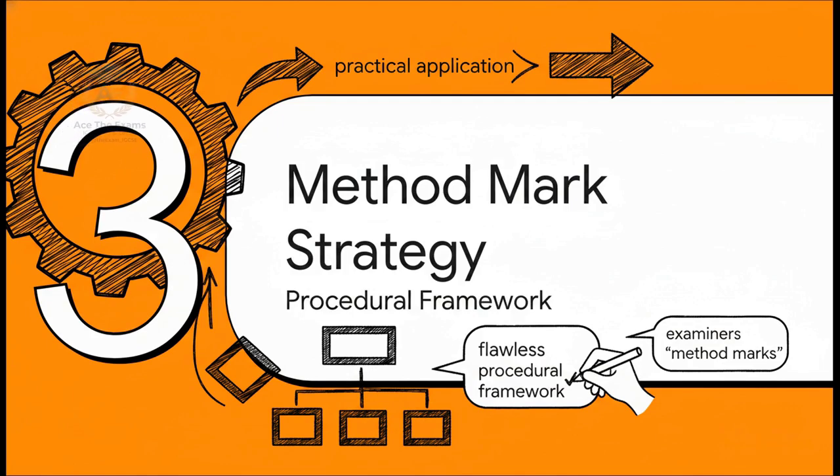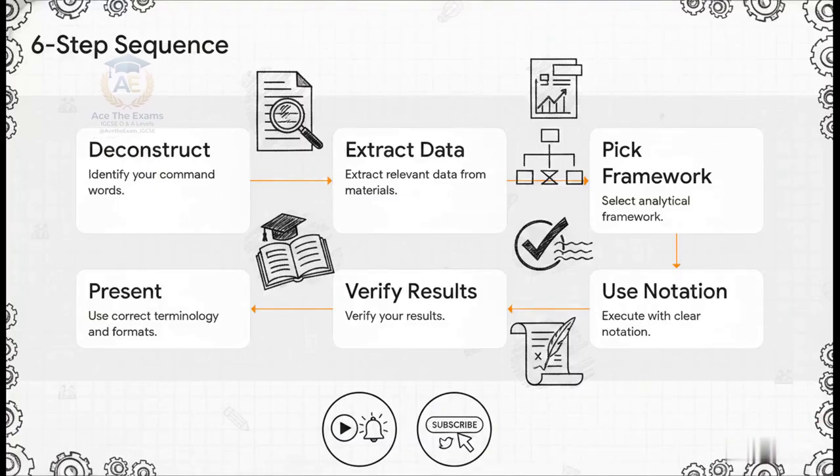Okay, let's get back to the framework. Knowing the theory is honestly only half the battle. Practical application in Cambridge exams is what actually develops professional skills, and presentation follows incredibly strict conventions. Examiners award method marks for your process, meaning your procedural framework has to be absolutely flawless. To secure those method marks, you need to follow this exact 6-step sequence for complex problems.